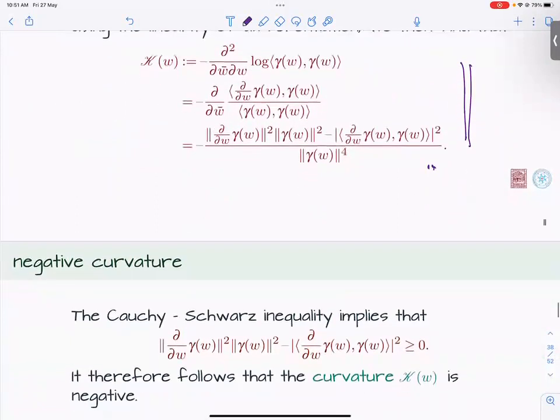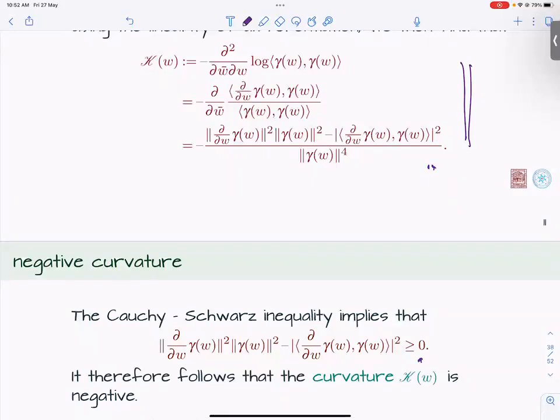But something very interesting now happens. Because you are in the Hilbert space situation, this expression in the numerator is the norm squared of d omega gamma omega times the norm squared of gamma omega minus the inner product of these two vectors. But that should immediately remind you of what is called the Cauchy-Schwarz inequality. By the Cauchy-Schwarz inequality, this quantity in the numerator is positive.